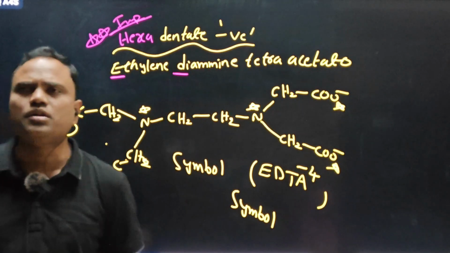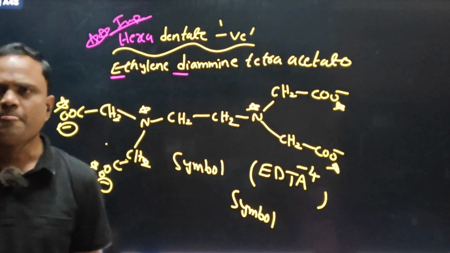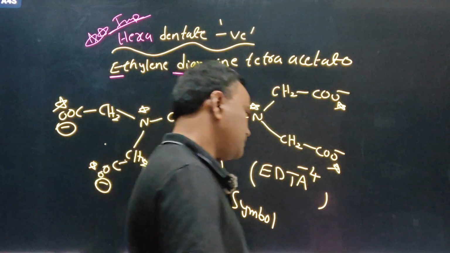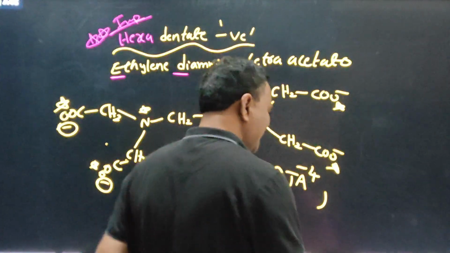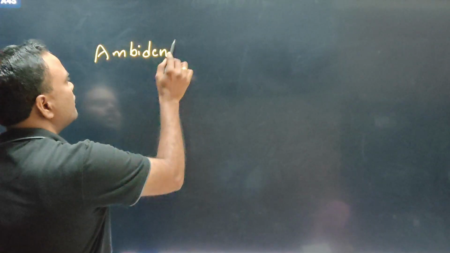See, this is one type of classification of ligands. Next category, ambidentate ligands. Keep heading, ambidentate ligands. Most important question, this is also: which of the following is an ambidentate ligand?